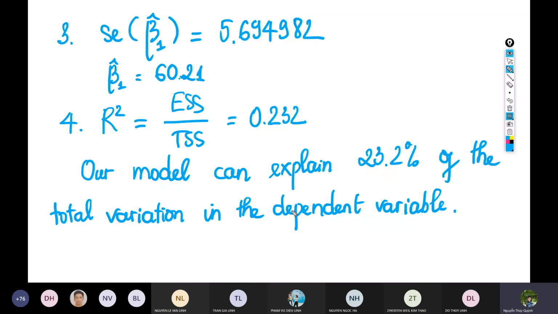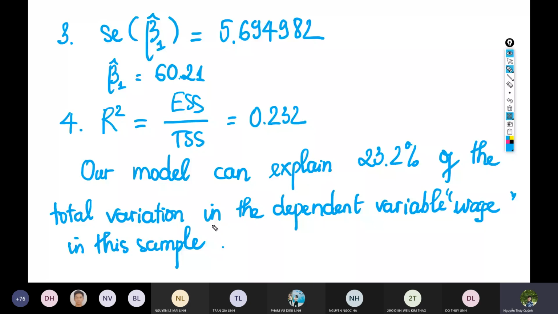In this sample, remember that, just in this sample, not in the population, our model can explain 23.2% of the total variation of the dependent variable wage around its sample mean in this sample. So that is the meaning of R squared.